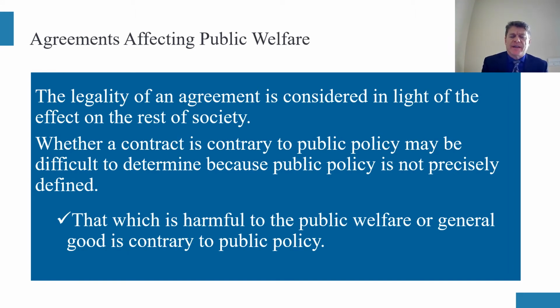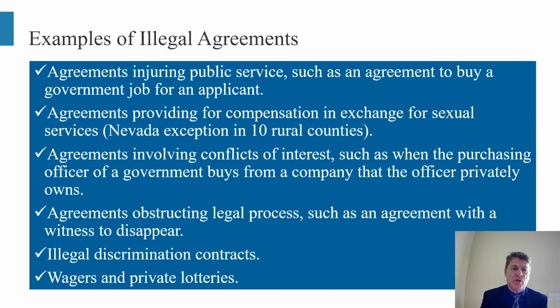Any agreement that is in violation of or negatively impacting public welfare can be deemed illegal from an enforcement perspective. Some examples of agreements that affect public welfare could include agreements to buy a government job, which could be considered a bribe. Providing compensation for sexual services. There are some limited areas in Nevada where that is legal, but for the most part, it's illegal across the United States. Illegal discrimination contracts, wagers, lotteries, agreements to obstruct the legal process.